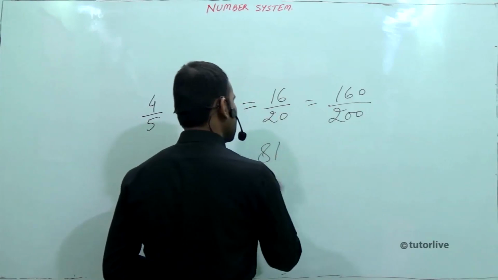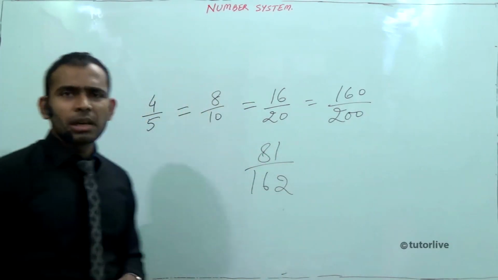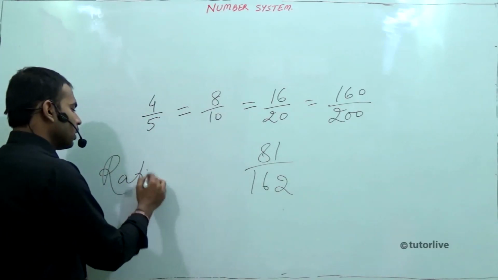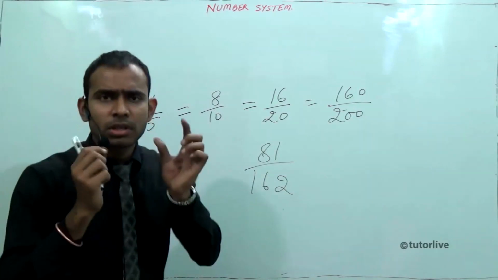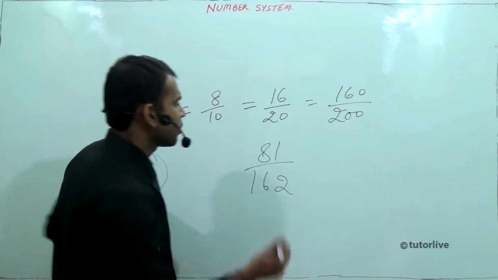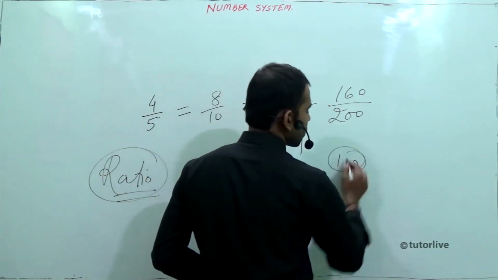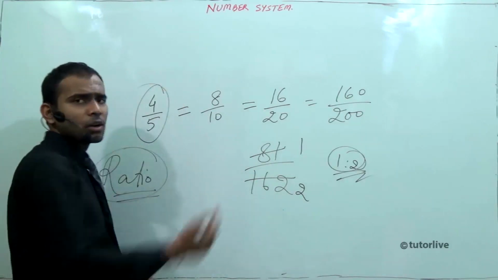Or 81 upon 162. Okay, a rational number has a ratio in between, right? And a ratio is always in the smallest terms, the lowest term. So when you reduce it, 81 upon 162, 1 is to 2, that is your rational term. It cannot be further reduced. This is your rational number. It cannot be further reduced.